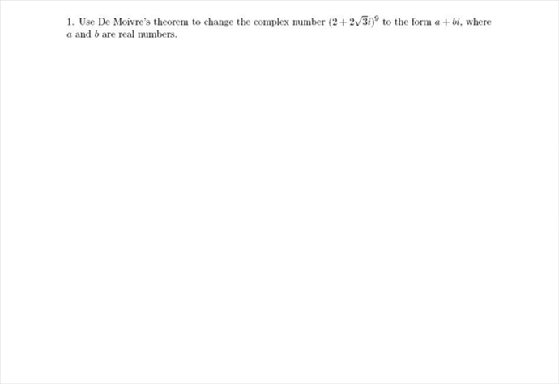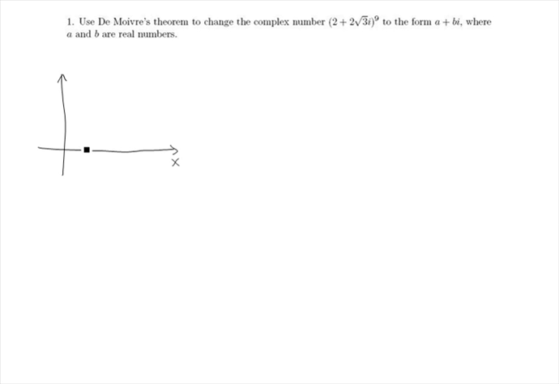In this problem, we're asked to change the complex number 2 plus 2 radical 3i to the ninth power into the form of a plus bi, where a and b are real numbers. So we're going to begin by writing 2 plus 2 radical 3i in trig form. So let's start by graphing what 2 plus 2 radical 3i looks like on the complex plane.